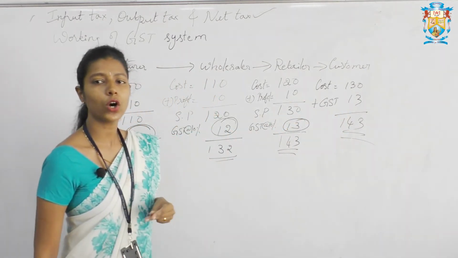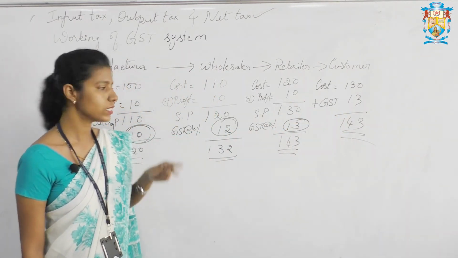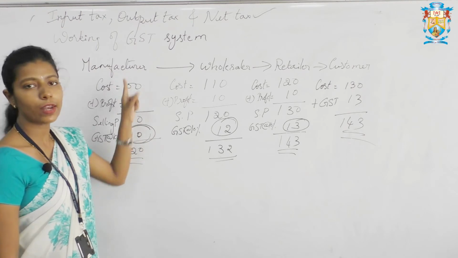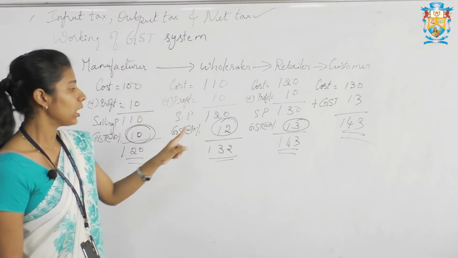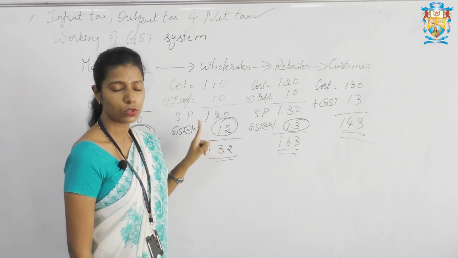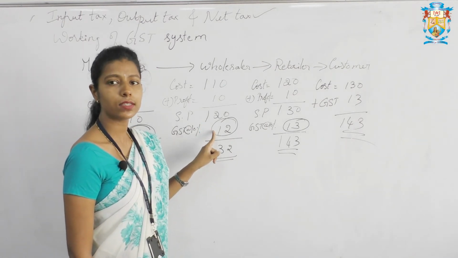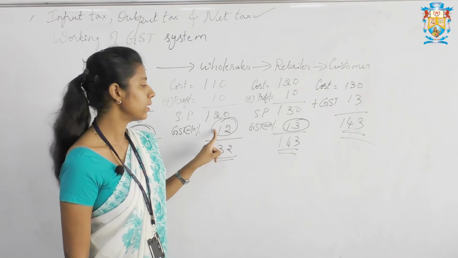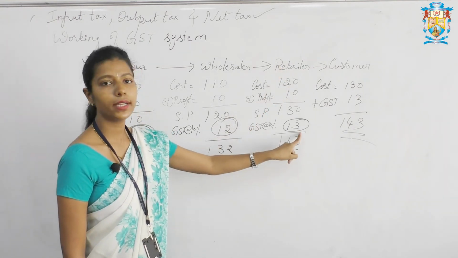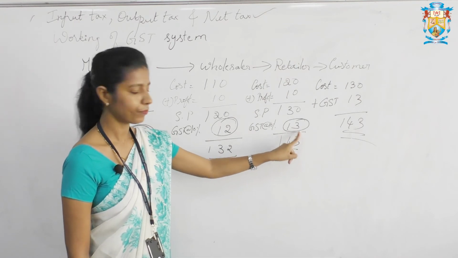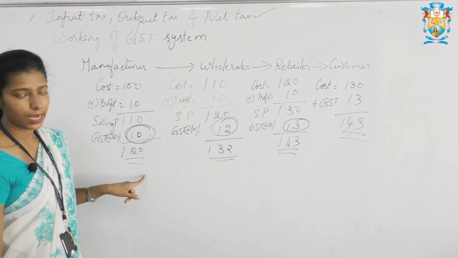So already I told the concept of input tax and output tax. Now here, the output tax for the manufacturer is rupees 10, and the input tax for the wholesaler is 10. Coming to the wholesaler, 12 is the output tax for the wholesaler and 12 is the input tax for the retailer, and for the retailer 13 is the output tax. So now, what is net tax?